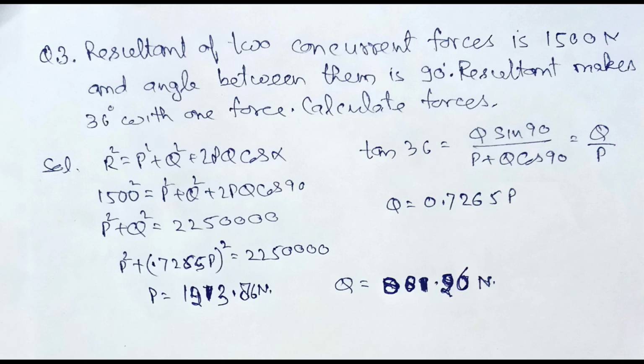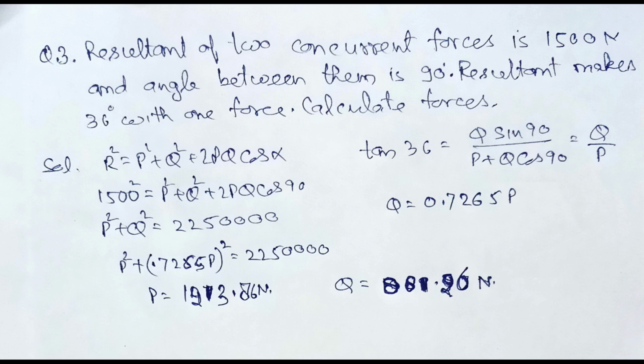The resultant of two concurrent forces is 1500 Newton and the angle between them is 90 degree. The resultant makes 36 degree with one force. Calculate the forces. We know the two equations, R square equal to P square plus Q square plus 2PQ cos alpha, and for resultant direction, tan theta equal to Q sin alpha upon P plus Q cos alpha. Putting all the values in equation number 1, 1500 square equal to P square plus Q square plus 2PQ cos 90. We will get P square plus Q square equal to 1500 square.